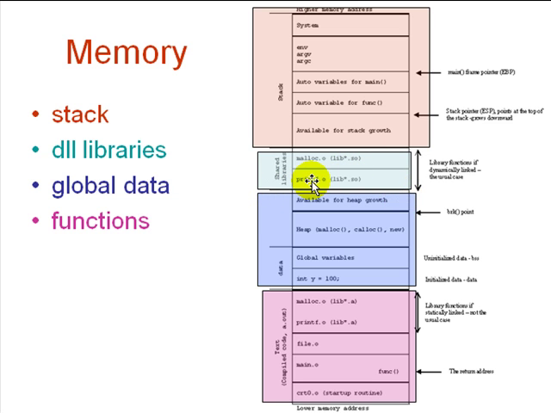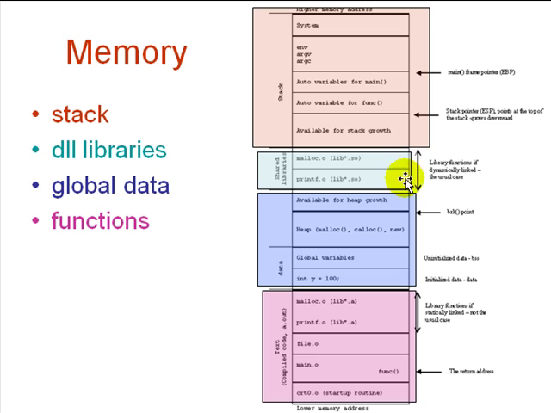So they are mapped into your process. They are actually shared with other processes, like malloc and printf. The standard C library is used by almost everything else on the system, and it's basically dynamically linked at runtime, at load time.